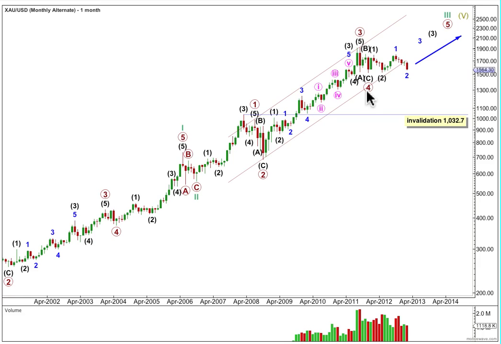If we get a new low below this low here labelled primary wave 4, the low of this candle, this alternate will look quite unlikely. It would be an extension of primary wave 4, which can't move into price territory of primary wave 1, which has its price extreme at 1032.7.